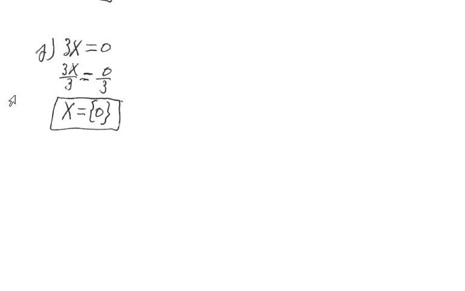J. In this case, we're going to divide both sides of the equation by 3, because we're trying to get 1x on the left side. And when we divide both sides by 3, we get x on the left side. But 0 divided by 3 is 0. So the solution is x equal to 0.